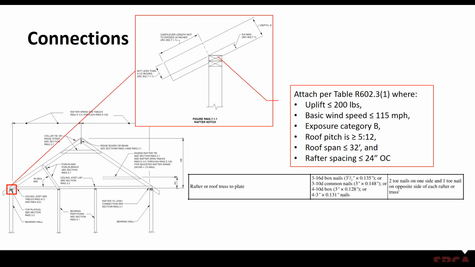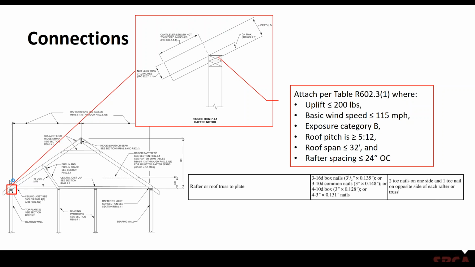The connection requirements, again, this is for uplift. The prescriptive requirements in table R802.3 table 1 are for uplifts less than or equal to 200 pounds, based on a basic wind speed of 115 miles an hour, exposure category B, roof pitch greater than or equal to 5:12, roof span less than or equal to 32 feet, and rafter spacing less than or equal to 24 inches on center. Okay, if you meet those requirements, then you're allowed to use the connections shown in the boxed area in the lower right-hand side of this slide.